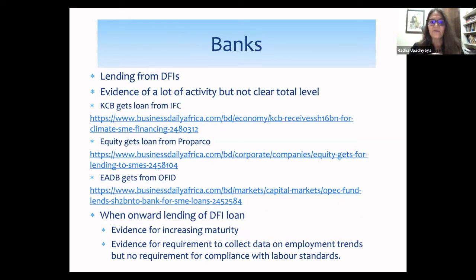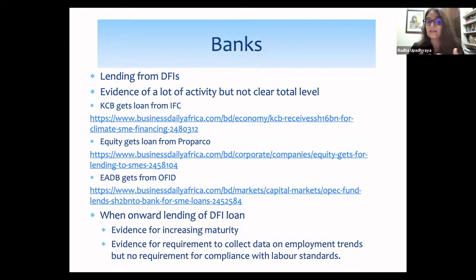Banks have also, or continue to receive, a lot of lending from DFIs. So DFIs fulfill their long-term lending function through big investments. But DFIs, in terms of trying to influence lending to SMEs, where they don't have the capacity to do that sort of lending, the whole idea has been to give loans to banks to then onward lend.